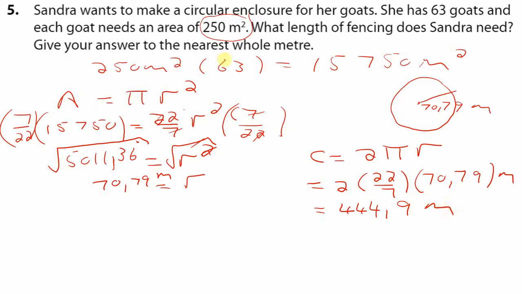meter. But we have to round to the nearest whole meter. Whole meter is our ones. Look to the right. It's larger than 5, so add 1 to the one we are interested in. So it's 445 meter. That's how much fencing will be required.